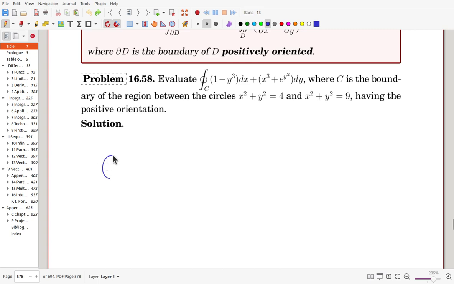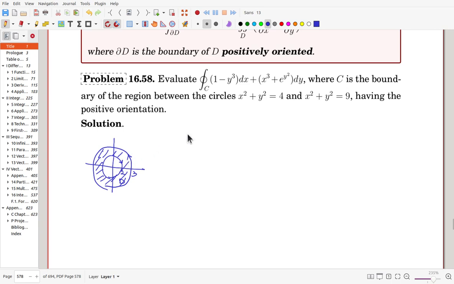One is the circle of radius 2 and the other one is the circle of radius 3 in the xy plane. So it's 2 and 3. So here positive orientation means this one, and now for inside the circle, the direction must be this one, and these two circles are the boundary and region D is between these two circles. So that is D, and the collection of these two is the boundary.